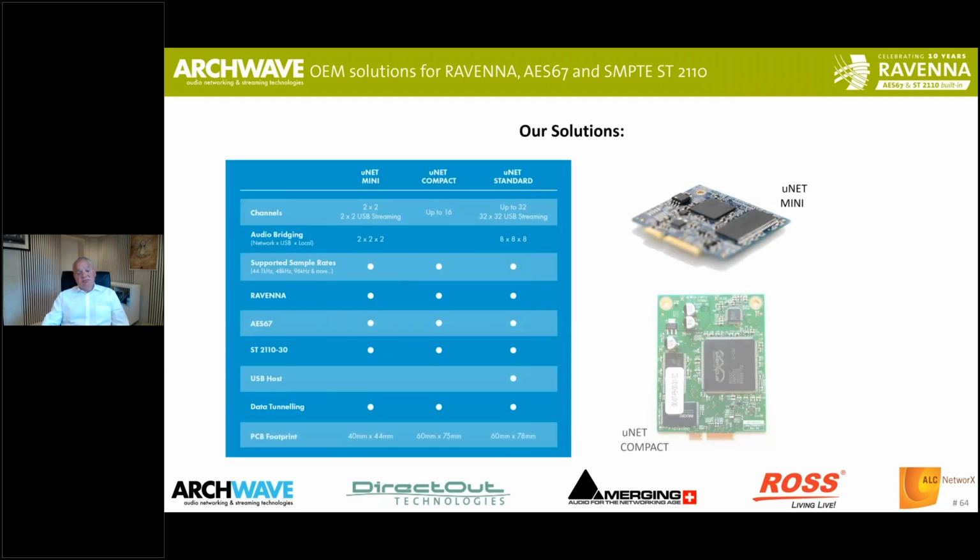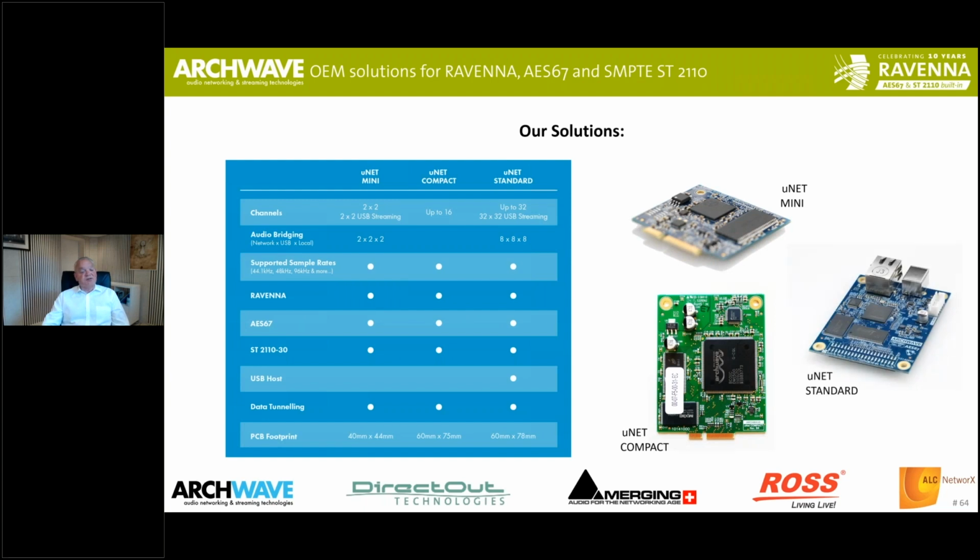Our solutions basically comprise 3 platforms right now. The most simple one and the most well-known in the market is our UNet Mini, simple 2x2 in and out. Then our UNet Compact up to 16 channels, and our UNet Standard up to 32 channels. What's worth mentioning is our groundbreaking technology to do bridging between USB and network back and forth, and all the basic standard parameters, as you can see in this sheet.